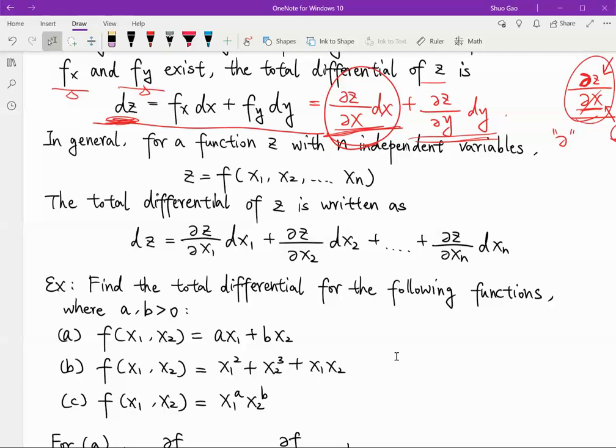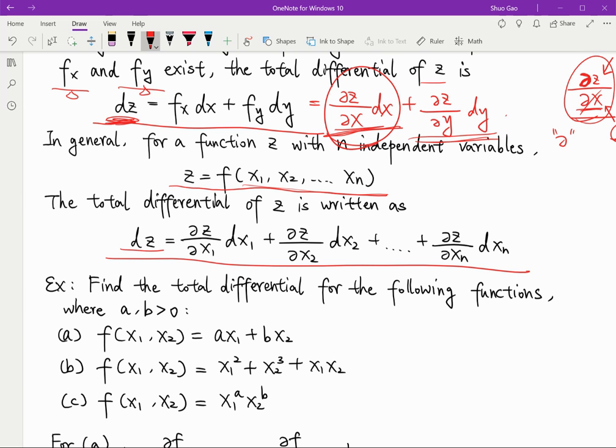And if z is a function of n variables, not only two variables like x and y. So in general, if z is a function of n variables from x1 to xn, we can also write a total differential function, but this will be a little bit longer because you have n variables. So you have to add each of them one by one, right?